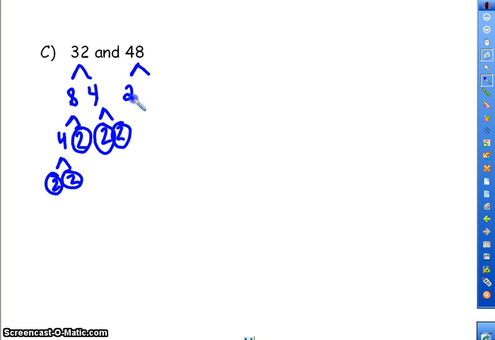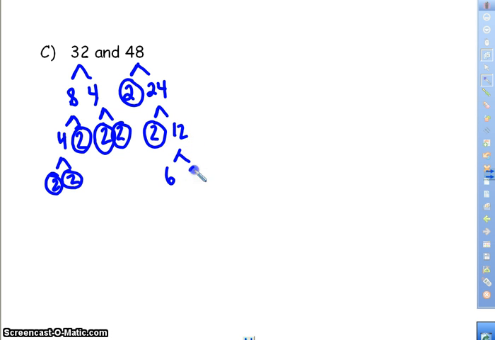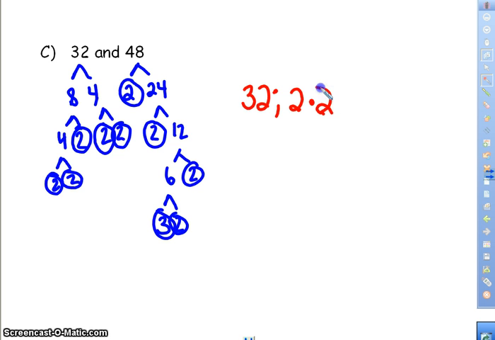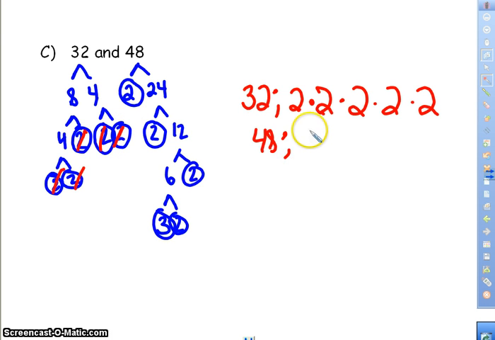Okay, for 48, I'm going to do 2 and 24. And then 2 and 12. Then it's 6 and 2. And then 3 and 2. So for 32, I have 2 times 2 times 2 times 2 times 2. Right, got all my 2's there, 5 of them. For 48, I have 2 times 2 times 2 times 2 times 3. 1, 2, 3, 4 2's, 1 3.